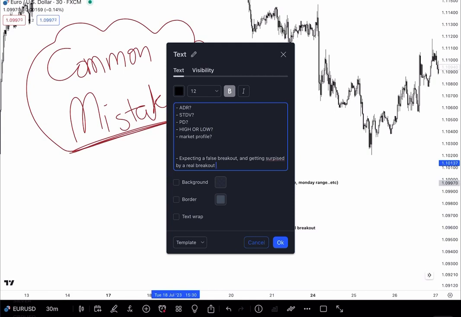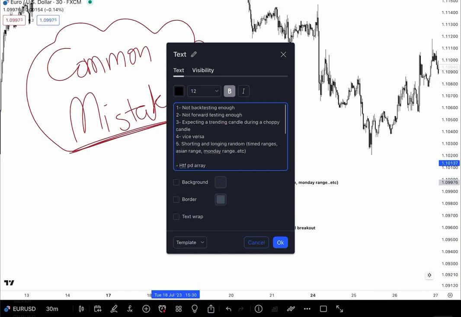Are we high or low? What's the market profile? What's the narrative? Why should we go high? Why should we go low? And then, are we going high? Are we going low? These are a few common mistakes that come to me right now.